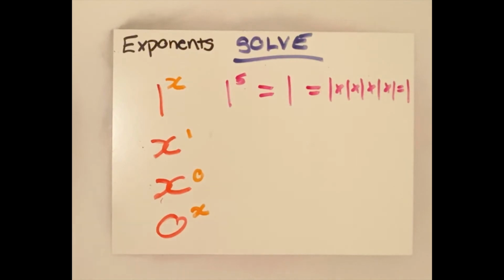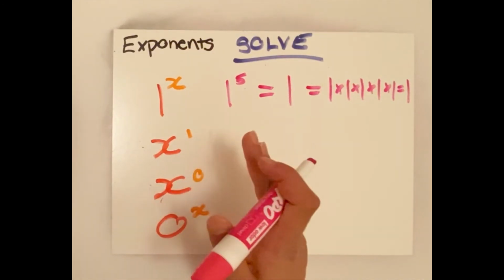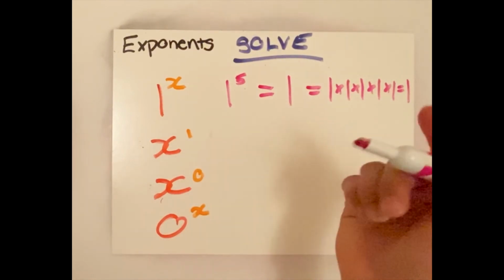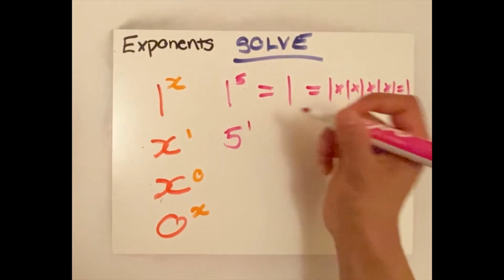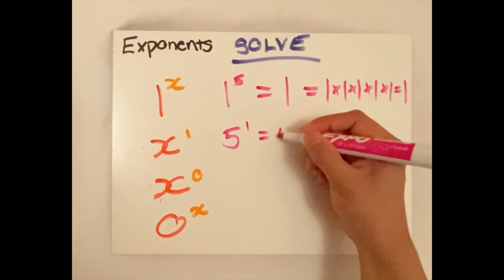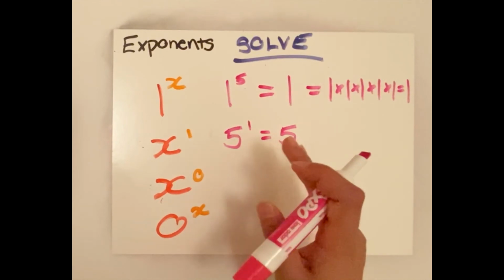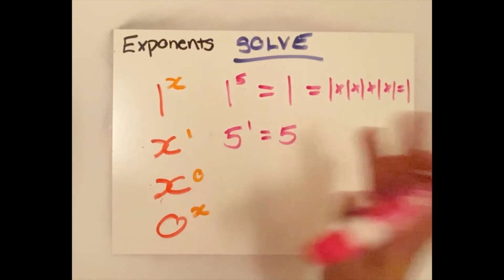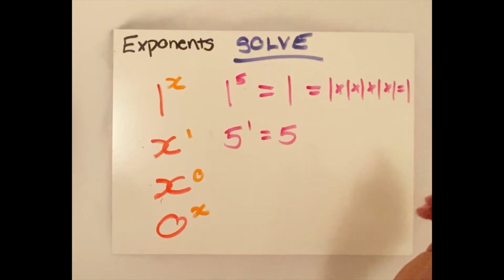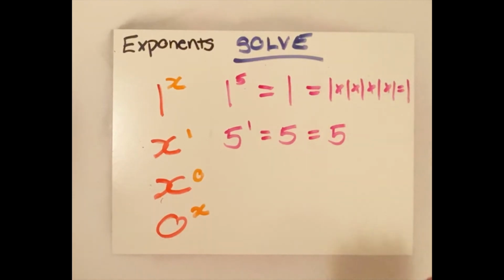Now, if we have any number to the power of 1, let's go with 5 again. 5 to the power of 1 is equal to 5. Why is this? Because the base is only multiplied by itself once. So the expanded form is simply 5. That's it.